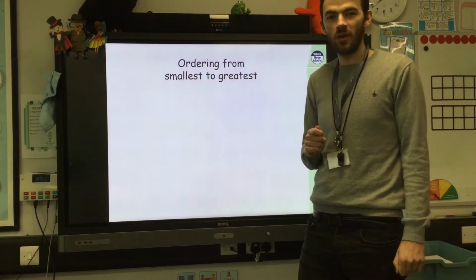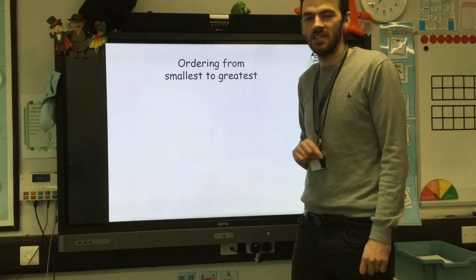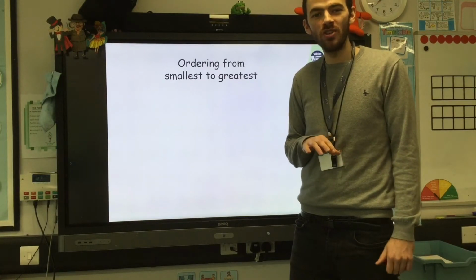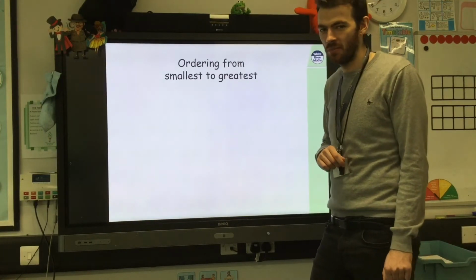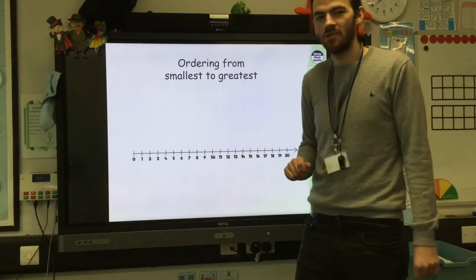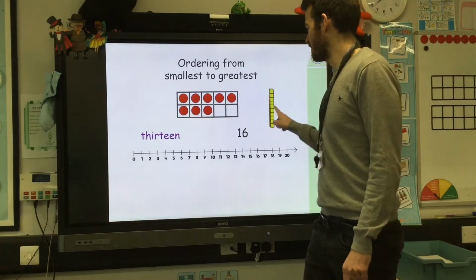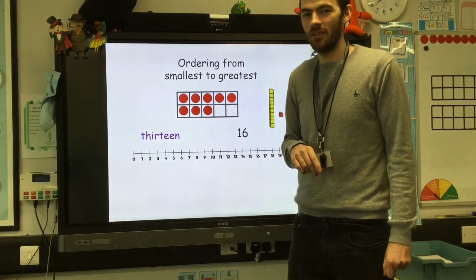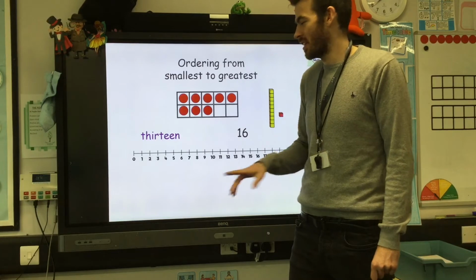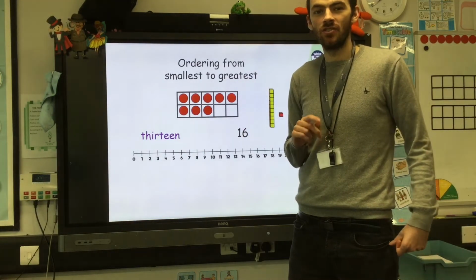So the first thing we're going to do is order numbers from smallest to greatest. Pause the video and talk to your grown-up about what you think those words mean. We're going to use a number line to help us do this at first. Here we have some different numbers represented in lots of different ways. Pause the video and decide what each representation shows us.